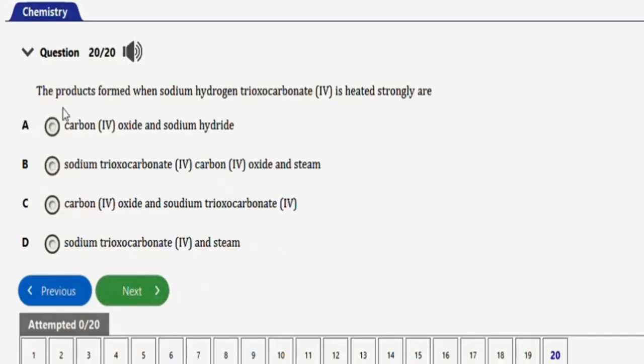It says the products formed when sodium hydrogen trioxocarbonate(IV) is heated strongly are: option A, carbon dioxide and sodium hydride. No, sodium trioxocarbonate(IV), carbon dioxide and steam. Yes, so this is the right option. So the right option is option B. This basically covers problems involving salts for your chemistry. We practiced with about 17 to 20 repeated questions.